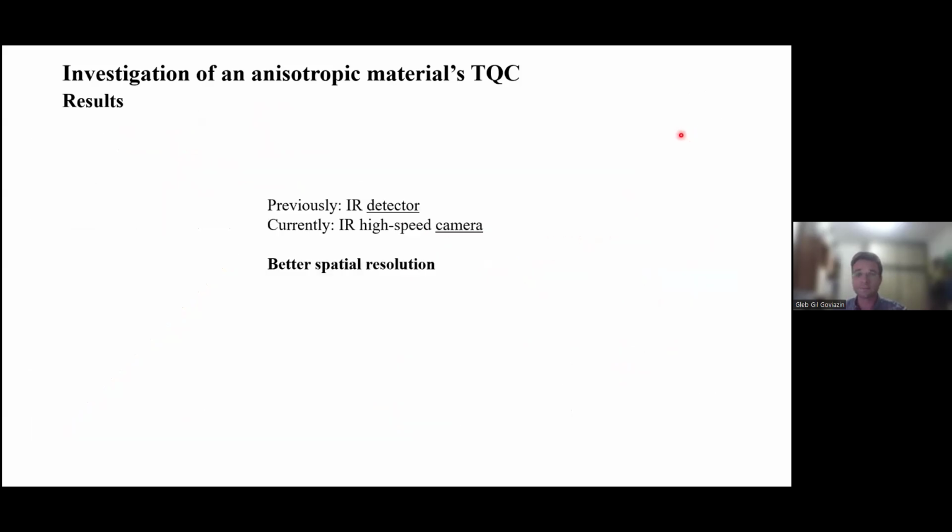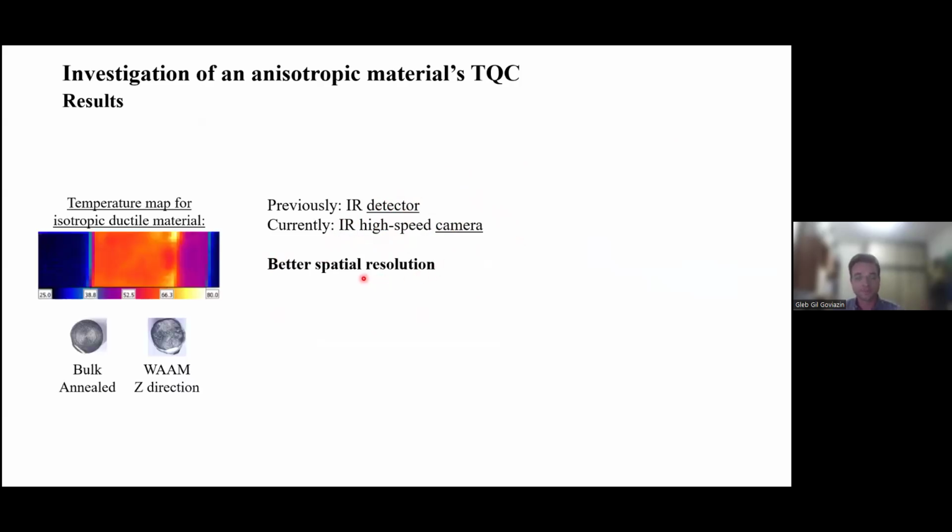But is it? So to answer this question, we decided to use an infrared high-speed camera and not a detector, because the camera has a much better spatial resolution. And why is that important? Because when we take a look at isotropic material, the heat temperature map is pretty much homogeneous. So you can see that it doesn't matter which pixel I take from here, I will get pretty much the same heat all over this specimen.